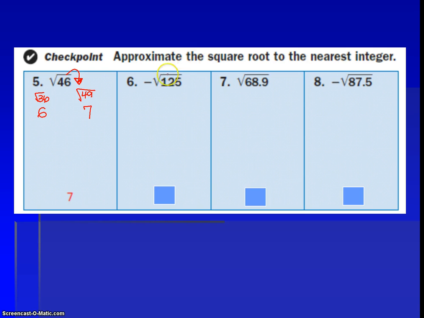Now for number 6, see this negative? The negative means nothing next to the square root symbol. All you're really doing is your answer needs to be the negative form. So whatever this answer is needs to be negative. So kind of ignore the negative at the beginning. Please try 6, 7, and 8. Pause the video at this time. Now that you've solved the problems, see Mrs. Shea to check your answers.